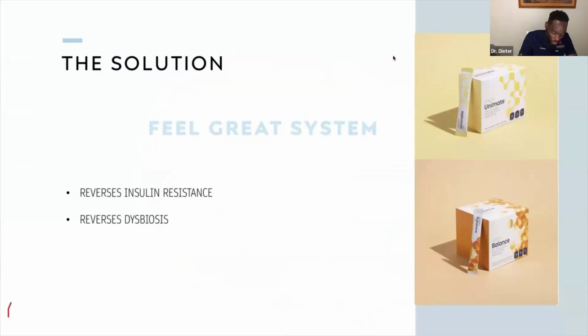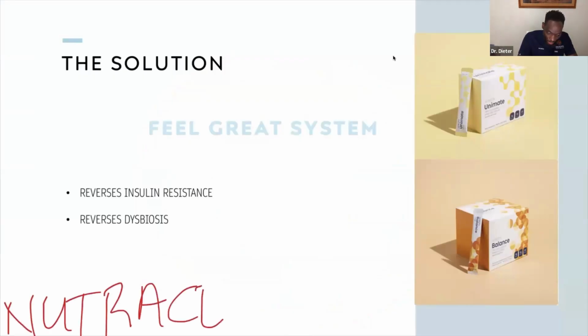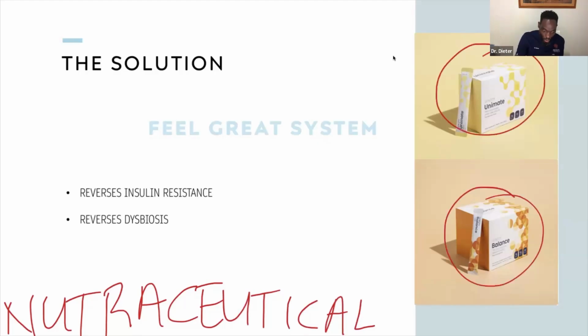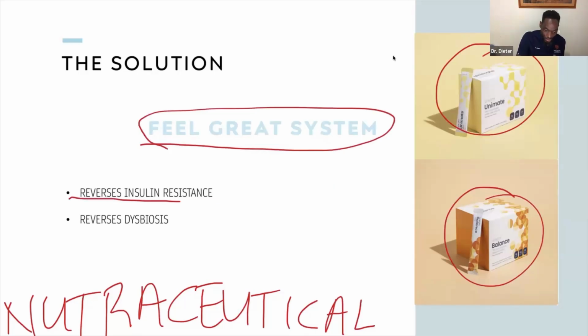So this is a nutraceutical, and I want to define what a nutraceutical is. A nutraceutical is a product that is made 100% from plants and has health benefits that far outweigh the nutritional benefits. So these two products are what you call nutraceuticals. They're the products of the Feel Great System, and they help to reverse insulin resistance and reverse dysbiosis, microbiome dysfunction. I want to talk about each of them individually.